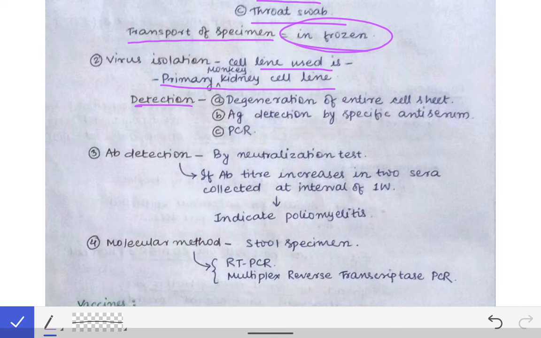And after the growth of the virus in that primary monkey kidney cell line, we have to detect the growth of the virus. We can detect it by these features: there will be degeneration of the entire cell sheet caused by the virus. The antigens can be detected by specific antiserum, and we can also use PCR for detecting the gene of the virus. So by these three methods we can detect the growth of the virus on the cell lines. This is all about the virus isolation.